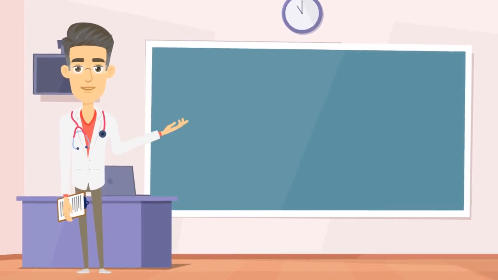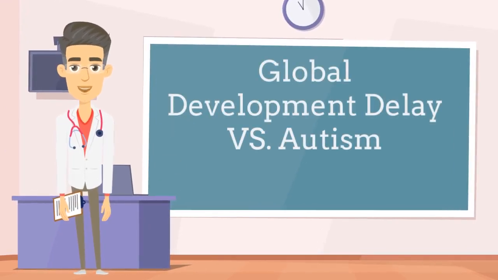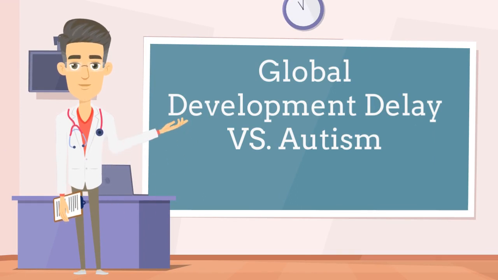What's the difference between developmental delay versus autism? Understanding these conditions is crucial for parents, caregivers, and professionals alike, as they can have significant implications for early intervention and support. While both autism and developmental delay involve developmental differences in children, they have distinct characteristics and require different approaches to assessment and intervention.